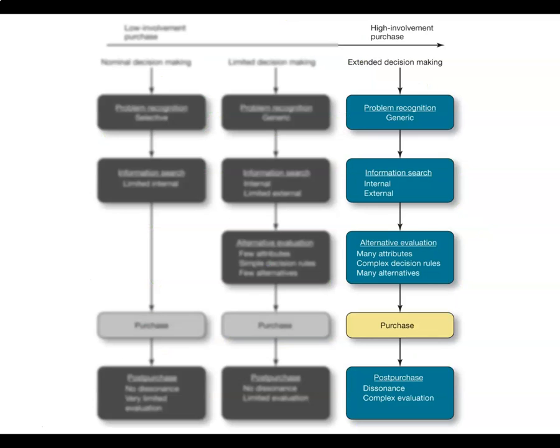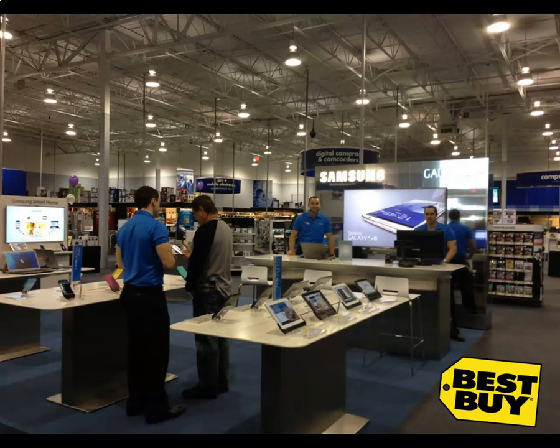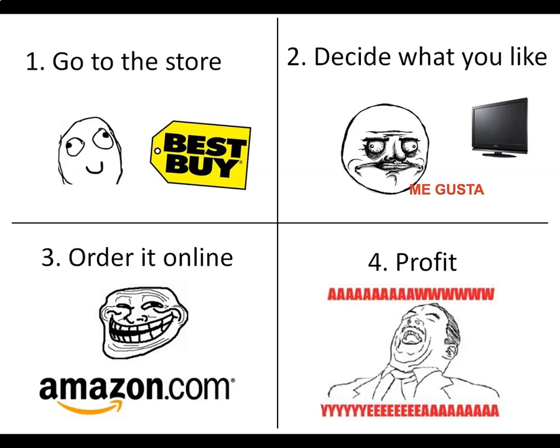Next, we have extended decision making. Again, this is the type of decision making that occurs for high involvement purchases. When I think of high involvement purchases, what comes to mind are usually electronics or some sort of technology, and I think of Best Buy often. The unfortunate effect for Best Buy, though, is what you see on the screen now.